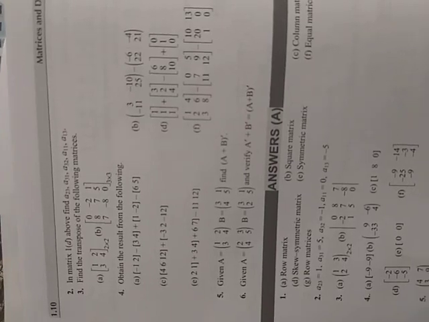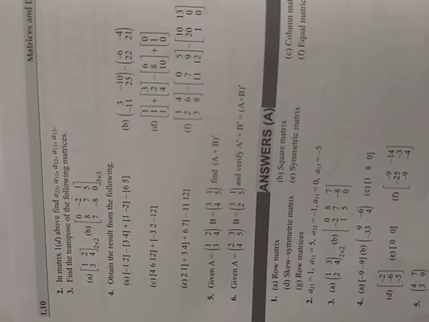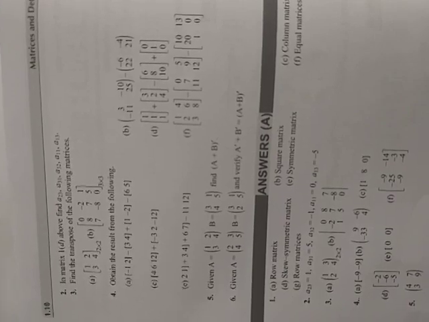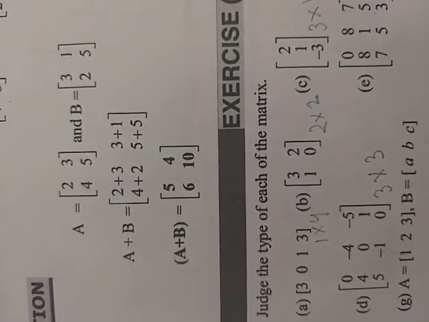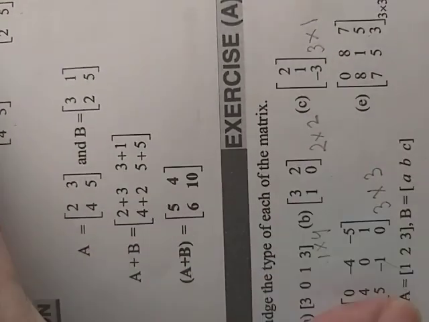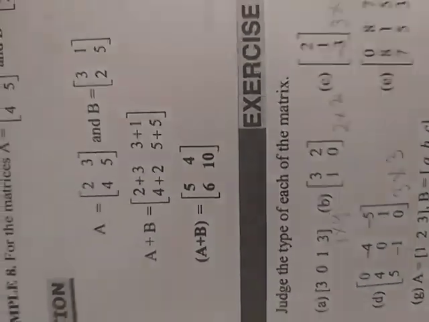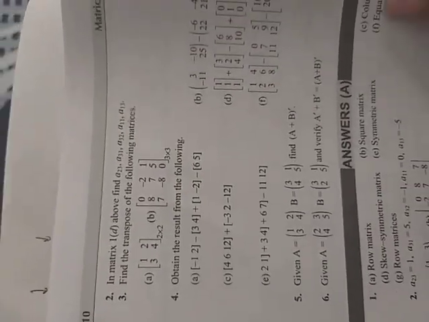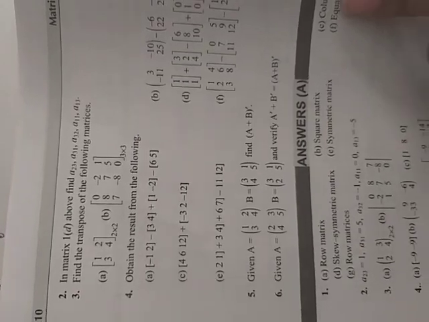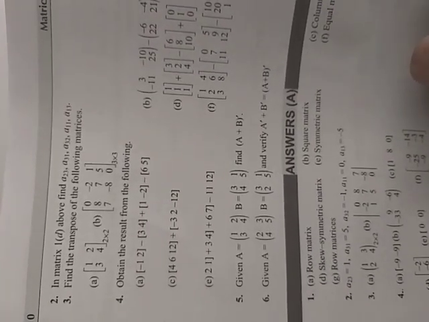So second example is in matrix 1D above find A2 3. So you can go back in the video and check, and if you want I can just turn the page. So 1D, that means they are talking about this matrix. Let it be clear. 0 minus 4 minus 5, 4 0 1, 5 minus 1 0. Just note it down in your copy so that you can do the next part. So from that matrix you have to find the elements A2 3, A3 1, A3 2, A1 1, A1 3. So you can do that.